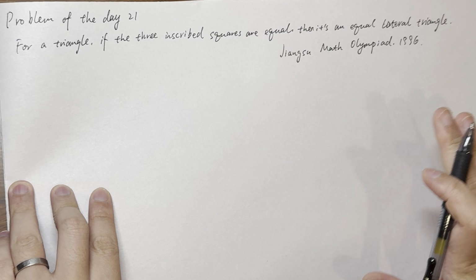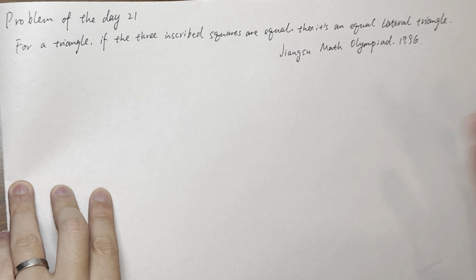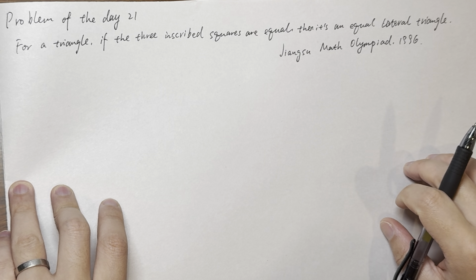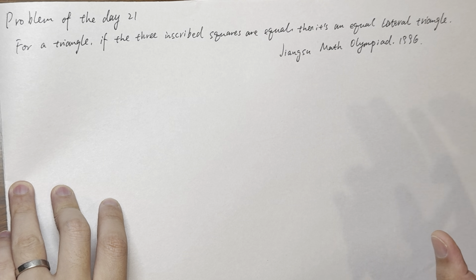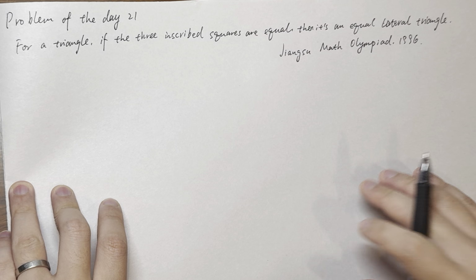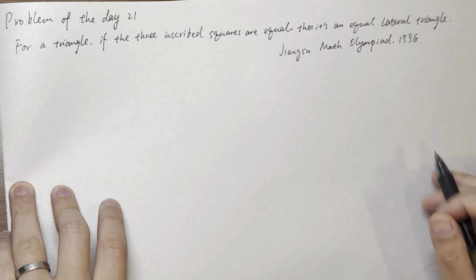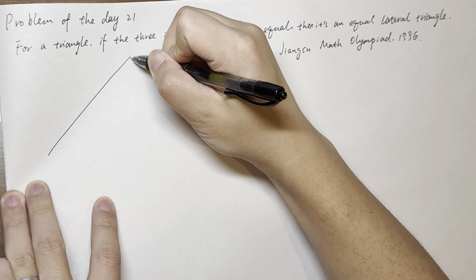I really love this kind of problem because it gives you a research topic, right? Just an assumption there: for a triangle, if the three inscribed squares are equal, that's an assumption. And the guess would be that then it's an equilateral triangle. So let's look at this problem.